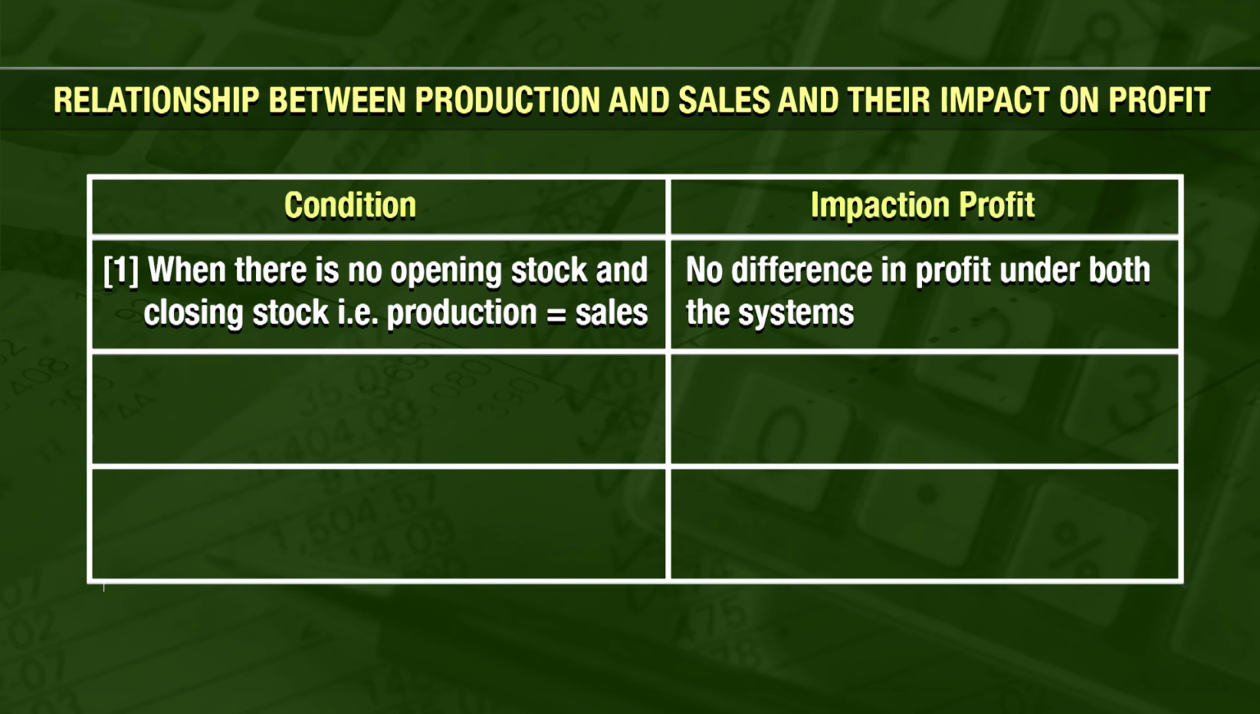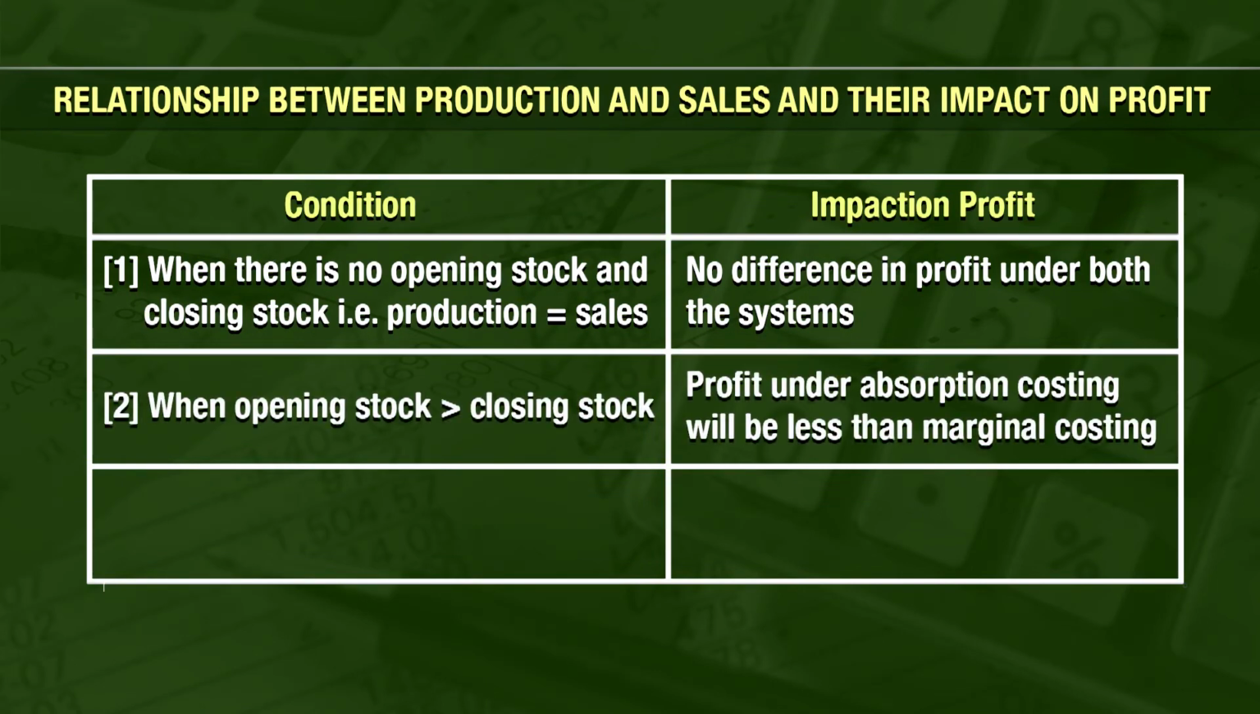Condition number one, when your production and sales are identical. In the previous case, as we have studied, when there is a difference in the value of opening stock and closing stock, obviously there will be difference in the profit under absorption costing and marginal costing. But when your production and sales are identical, no question of opening stock and closing stock. If there is no opening stock, no closing stock, obviously there will not be any difference in profit under both the systems. But when your opening stock is greater than closing stock, in this case profit under absorption costing will be less than that of marginal costing, because under absorption costing system the cost is always higher, and obviously due to opening stock the total cost would go up and profit would get reduced.